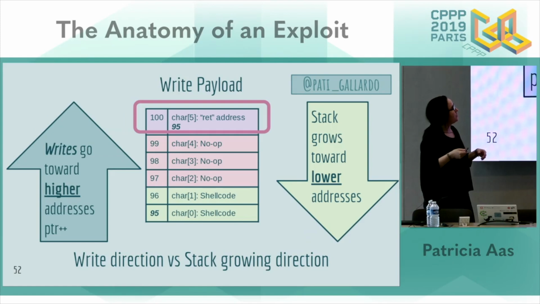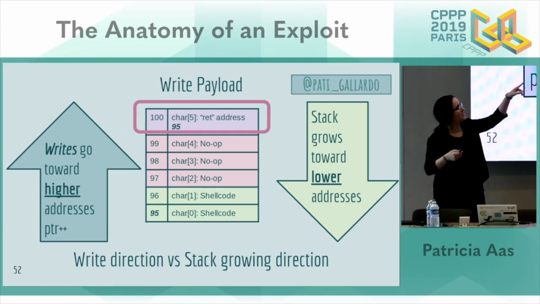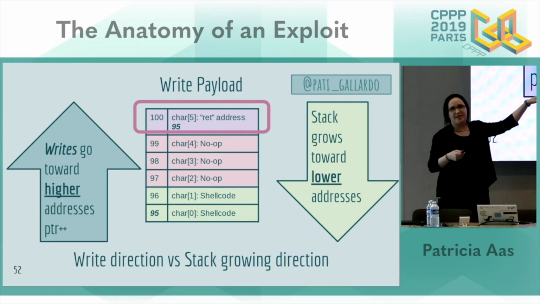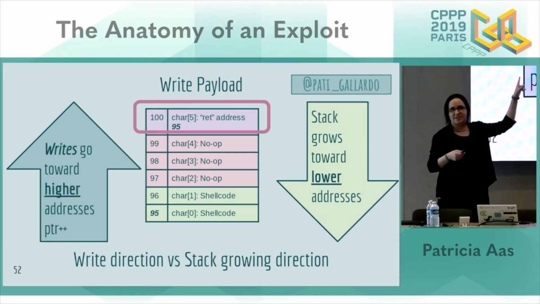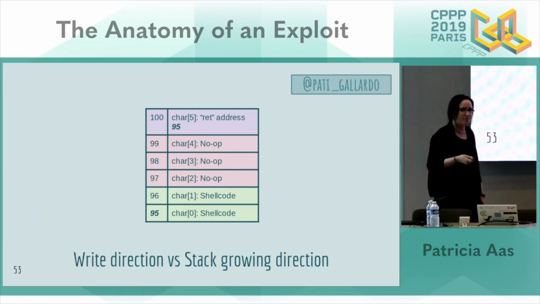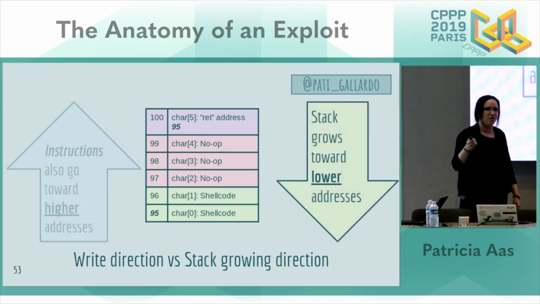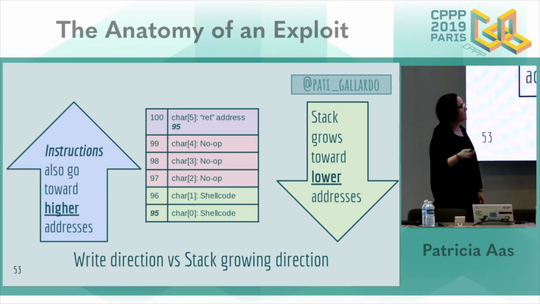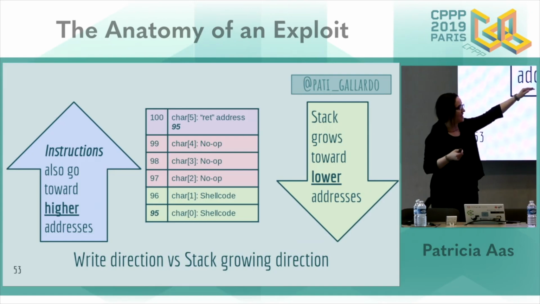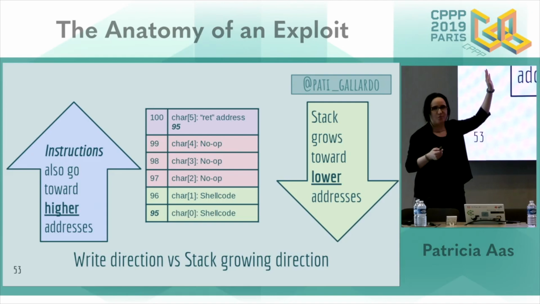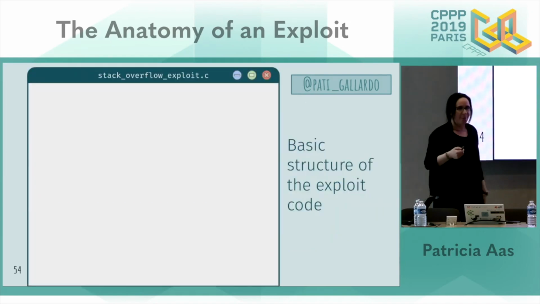So we have to overwrite the return address with the address of the beginning of our buffer, because we want to be able to jump there and start executing the code that is inside of our buffer. So this is the goal. It's also important to realize that the instructions also go the same way. The instructions will start here and go to higher addresses, which is also important to make this work.